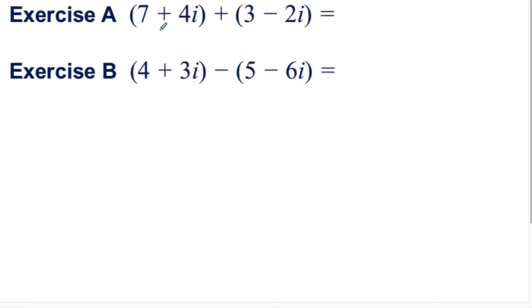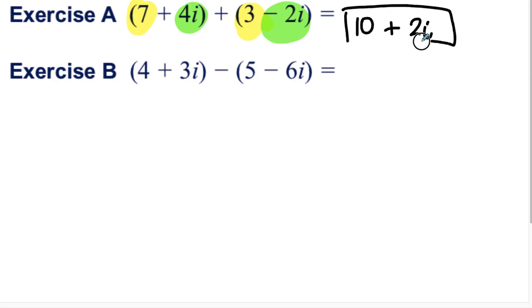So let's say, for example, we have 7 plus 4i plus 3 minus 2i. If you add the real components, you'll have 7 plus 3. And then when you combine your imaginary components, you have 4i minus 2i. So together, 7 plus 3 is equal to 10, and then 4i plus a negative 2i is going to be 2i, so 10 plus 2i. That is your final answer.